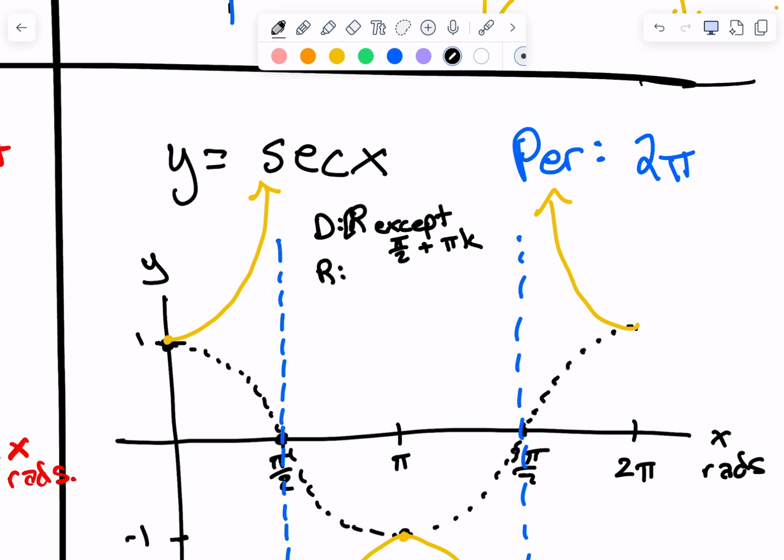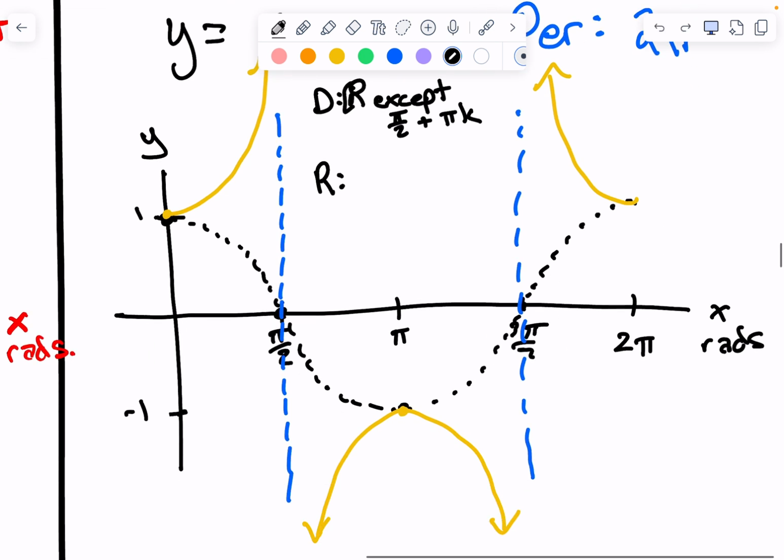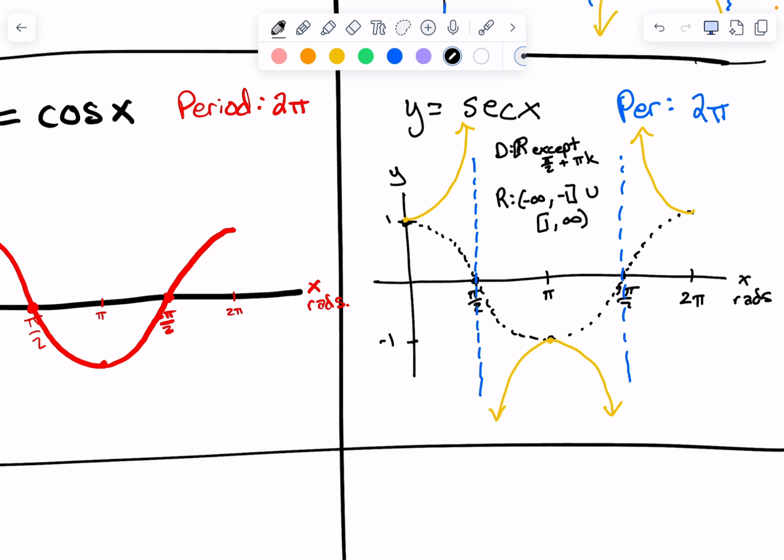He won't touch there. All right, range. Will he go up and down forever? Yes, except he will not touch cosine land, because cosine land lives there. So let's talk about down first. Negative infinity up to negative 1, bracket, union with bracket 1 to infinity. Is that the same as cosecant? Yeah, beautiful. Domain and range, all the things.